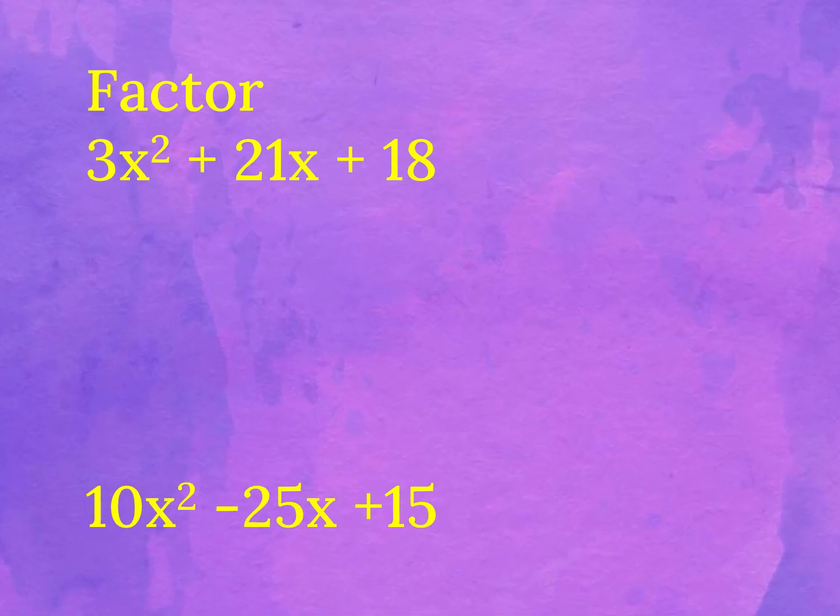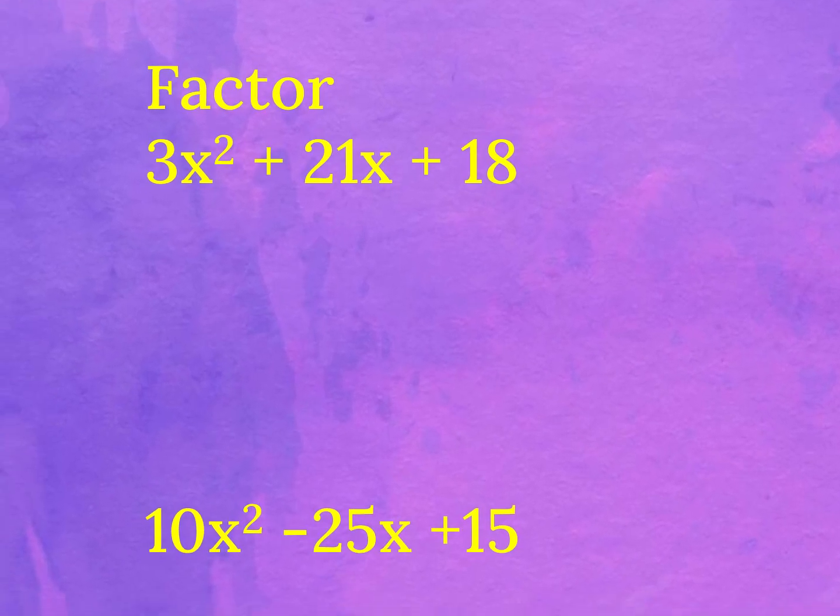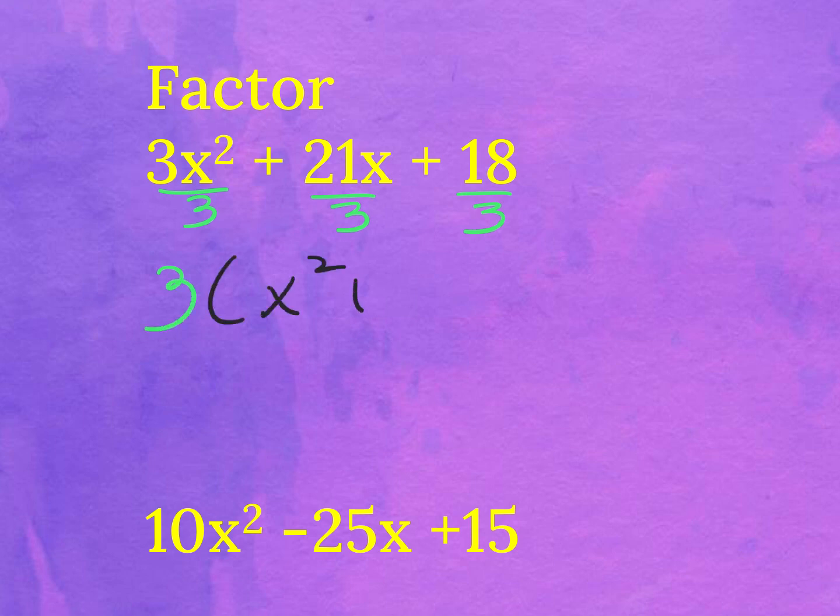So again, you're not going to be told, wait, this one has a GCF. The instructions are just going to say factor. So you always need to look for a greatest common factor first. And this one has a GCF. I can divide all three terms by 3. So once I divide all 3 by 3, what remains is now a nice simple trinomial that I can factor.